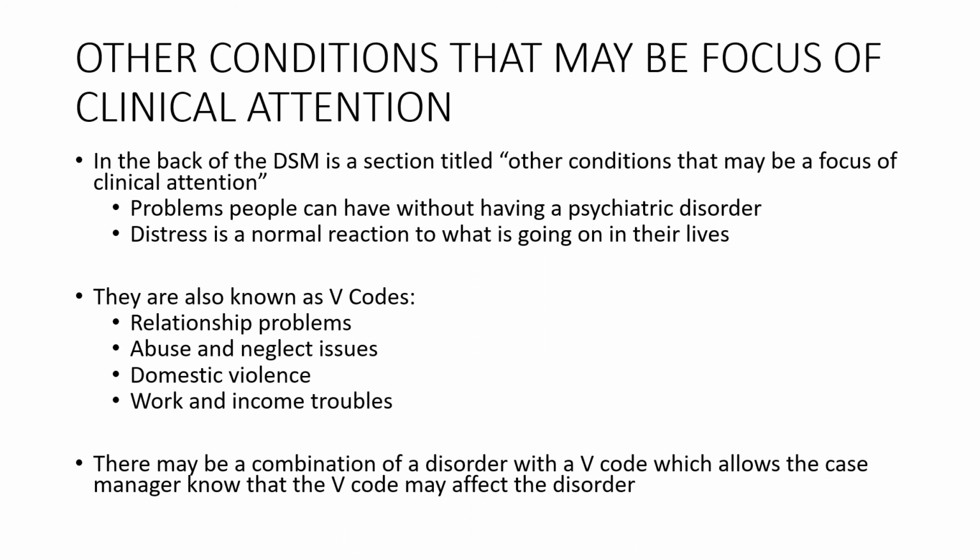They're also known as V codes. Such examples would be relationship problems. Let's say if they broke up with someone and they're very depressed. Usually that happens, right? Abuse and neglect issues, domestic violence, and work and income troubles.